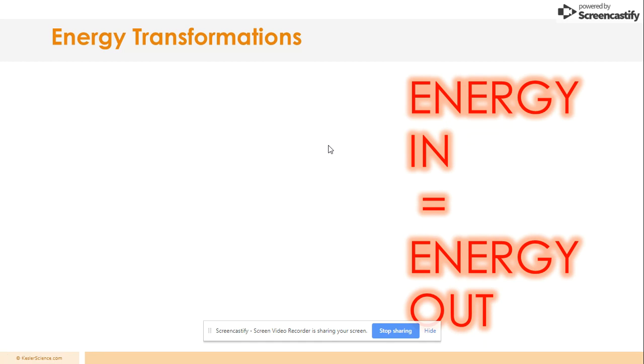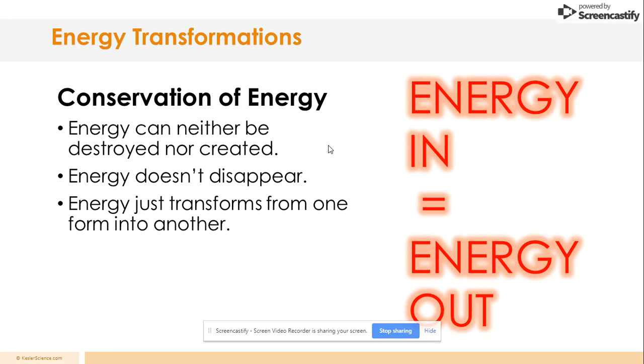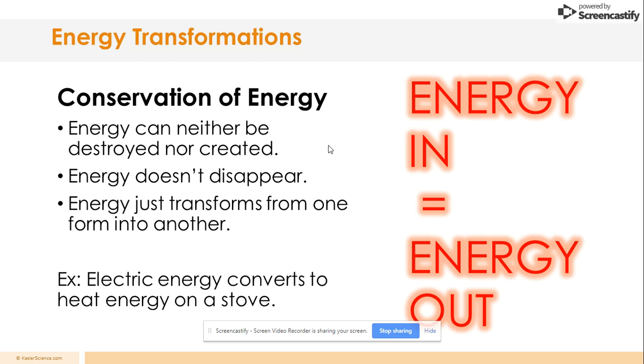When we have an energy transformation, the energy in should equal the energy out. This is called conservation of energy, which means that energy can neither be destroyed nor created. The total energy of the universe is exactly the same as when the universe began. So energy doesn't disappear. It just transforms from one form into another. So for example, electric energy converts to heat energy on a stove.